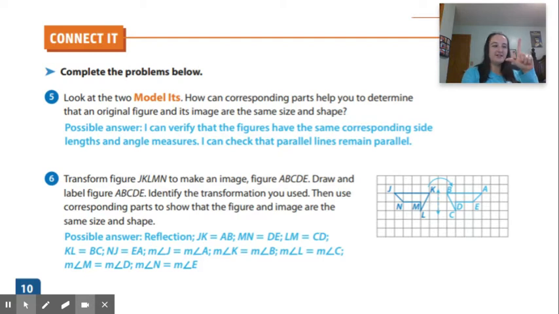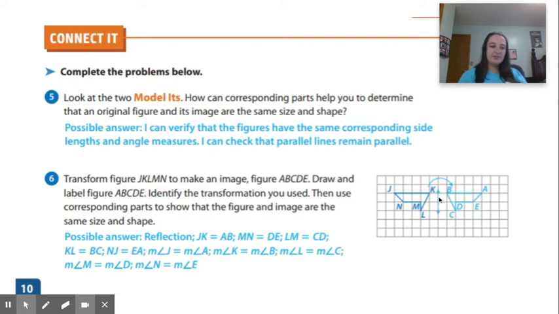So if you have a 90 degree angle here and then you flip it and you have a 90 degree angle here, so in other words you reflect it, then you see that they have the same angle measure. And you can check to see if, say, the parallel lines here are also parallel over here. So those are the ways that you determine that it has the same shape and the same size: it has the same angle measures, it has the same side lengths, and the parallel lines stay parallel.